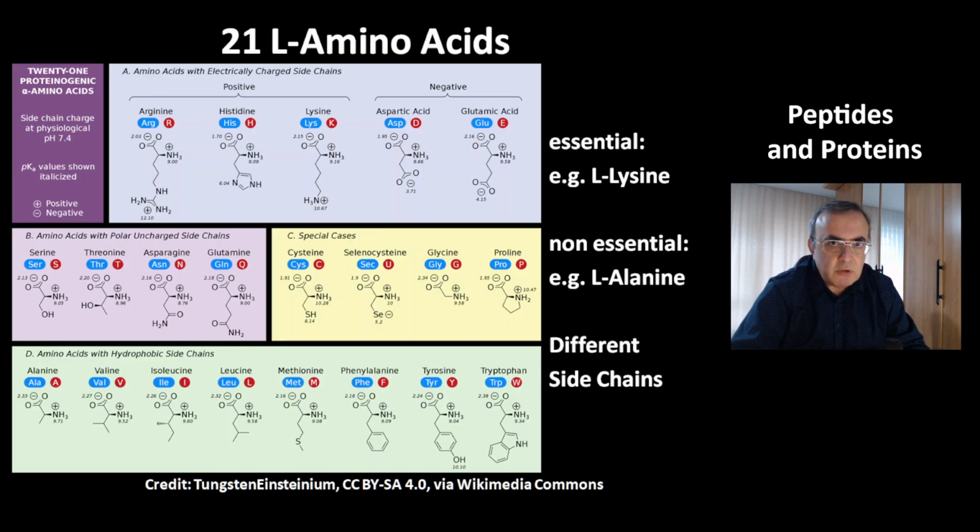There are several ways to group amino acids. One is in essential and non-essential amino acids. Essential means that you have to provide these L amino acids because the body can't make them for itself. The non-essential amino acids can be made by the body from other amino acids. That's the difference. And you can see another way to group these amino acids is by their side chains.